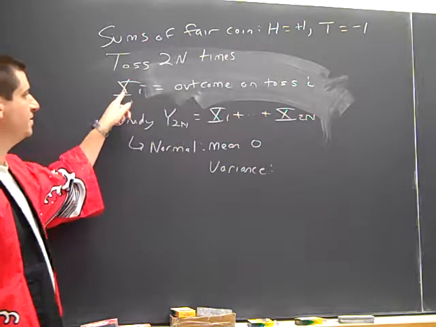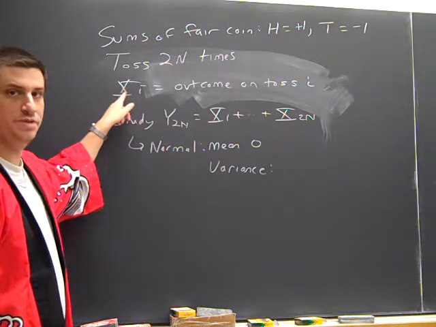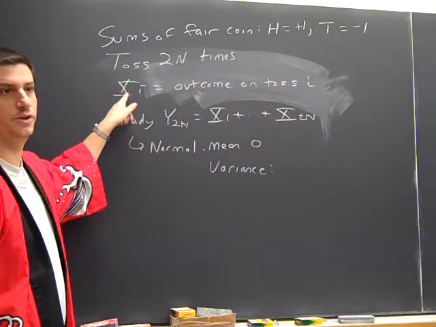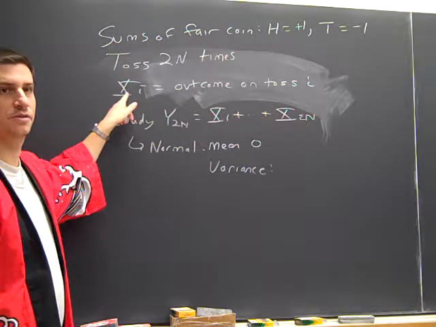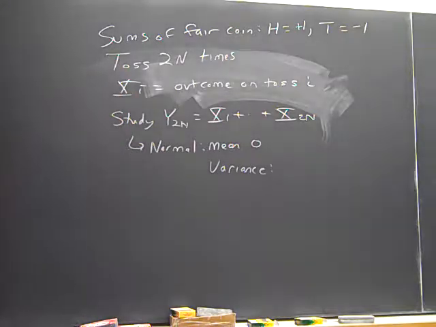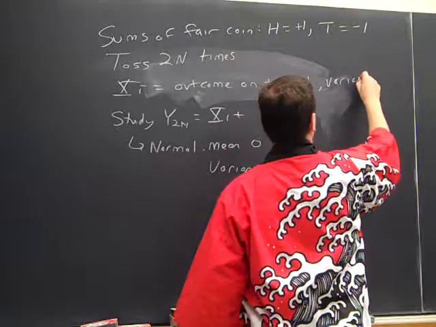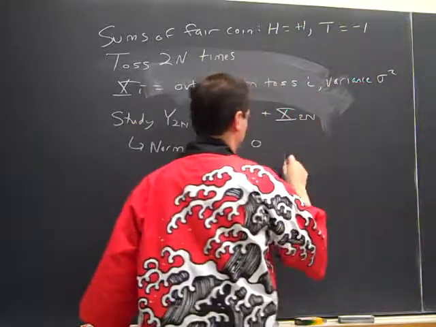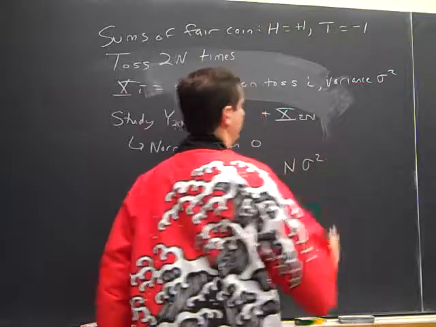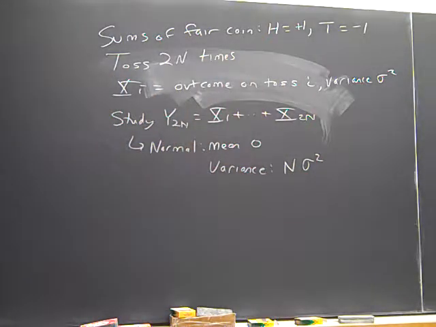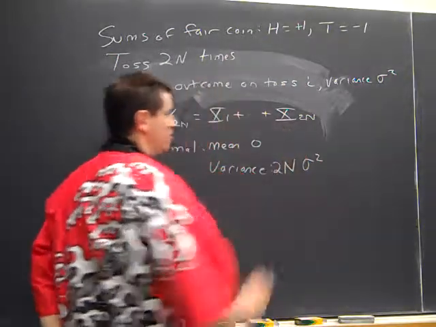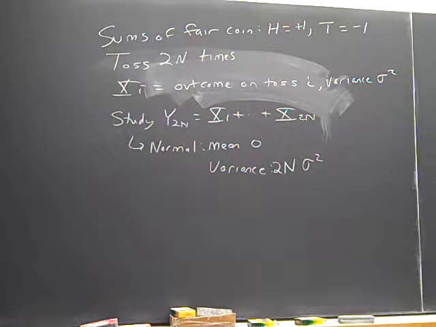Let's say that each x_i has variance sigma squared. What would be the variance of the sum? N sigma squared. So if this has variance sigma squared, the variance here would be N sigma squared. Does everyone agree with that? It's not quite N sigma squared. 2N. So we're going to have to be worrying about these factors of 2 all day.